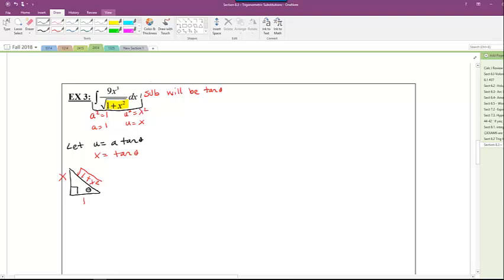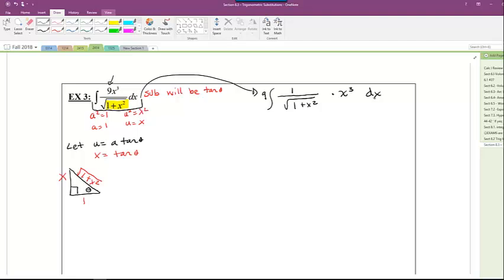I'm going to take my integral, rewrite it over here. I have the integral of, well, this 9 is a constant multiplier, so I can pull that 9 out. So 9 times the integral of 1 over the square root of 1 plus x squared times x cubed times dx. So I need to determine what is the square root of 1 plus x squared, and what is x cubed, and what is dx.